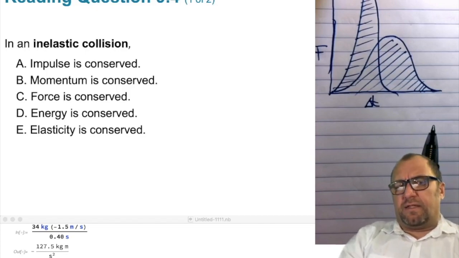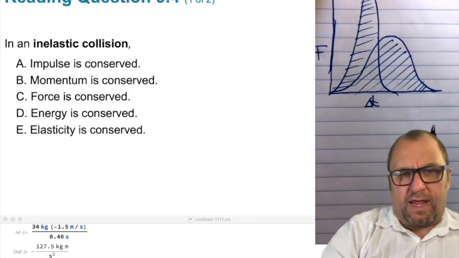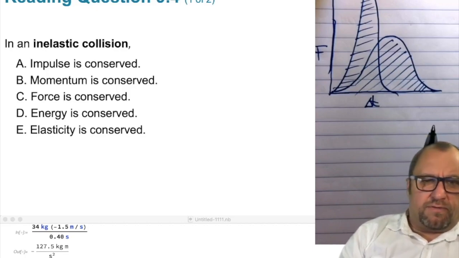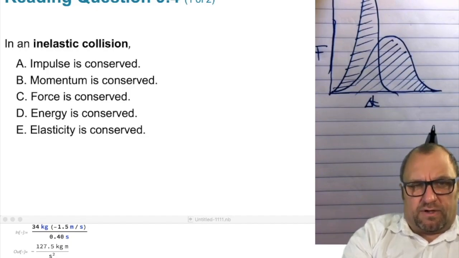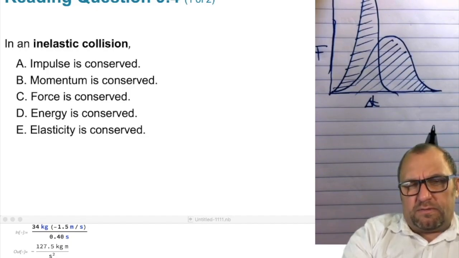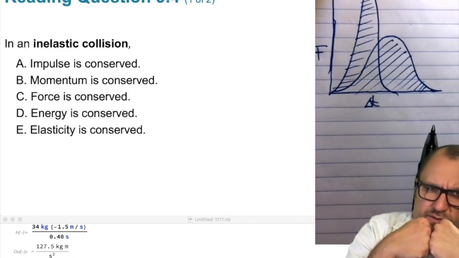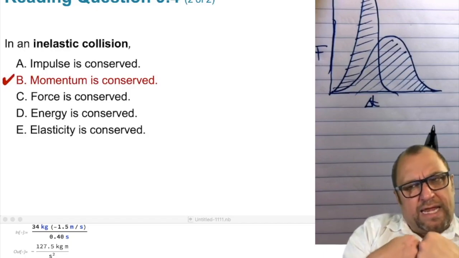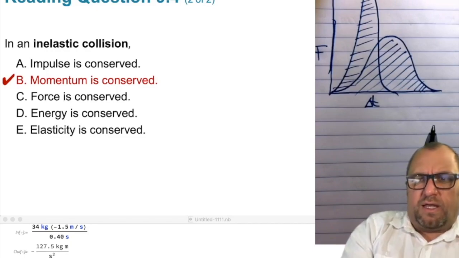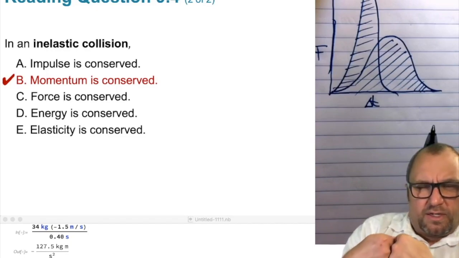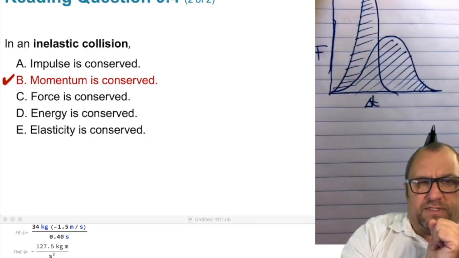So in an inelastic collision, A, impulse is conserved; B, momentum is conserved; C, force is conserved; D, energy is conserved; or E, elasticity is conserved. Well, impulse is, that's hard to really understand what impulse being conserved means. But B, momentum is conserved. An inelastic collision is when two things stick together, right? In that case, you take the momentum of the particles before, and it has to equal the momentum of the particles afterwards. But then they're effectively stuck together.